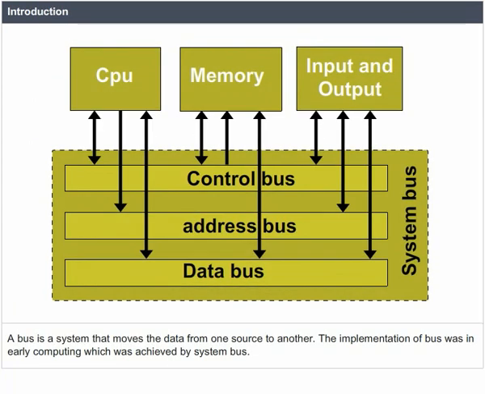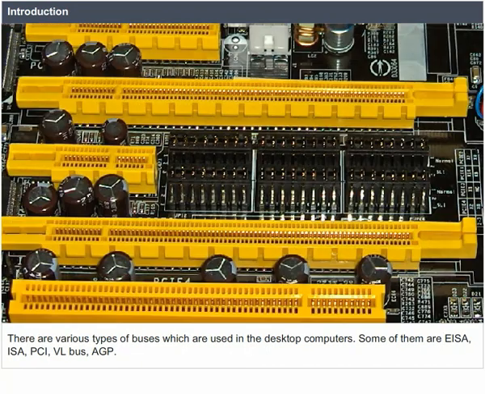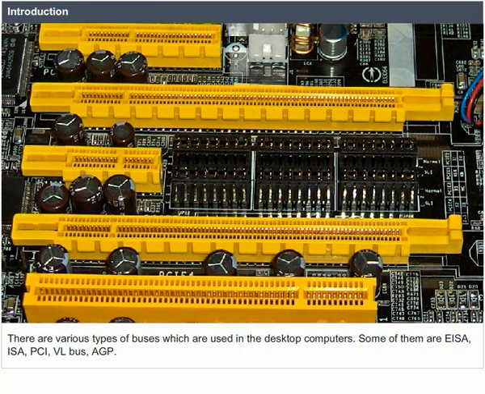Introduction. A bus is a system that moves the data from one source to another. The implementation of bus in early computing was achieved by system bus. There are various types of buses which are used in the desktop computers. Some of them are EISA, ISA, PCI, VL bus, AGP.